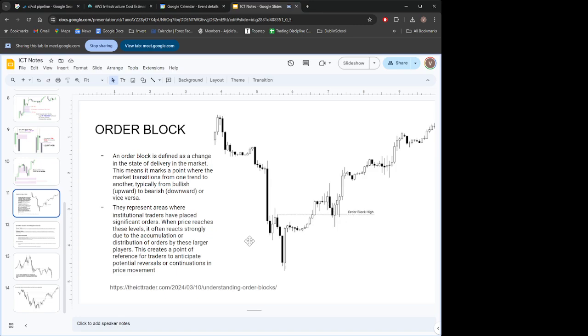Just try to understand that when the price is going up, all the candles which go down are order blocks. When the price is going down, all the green candles are essentially order blocks. That's the way you need to look at it.